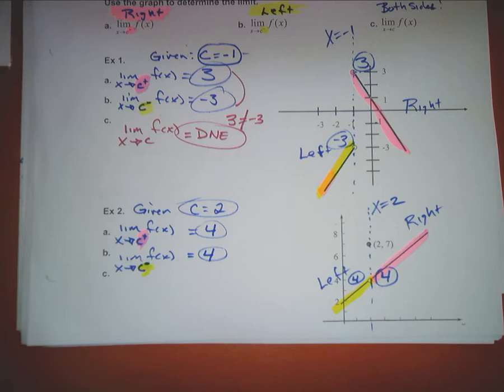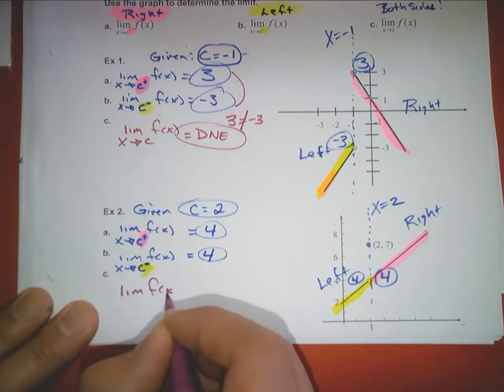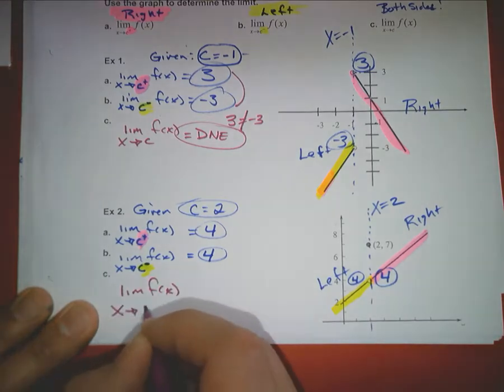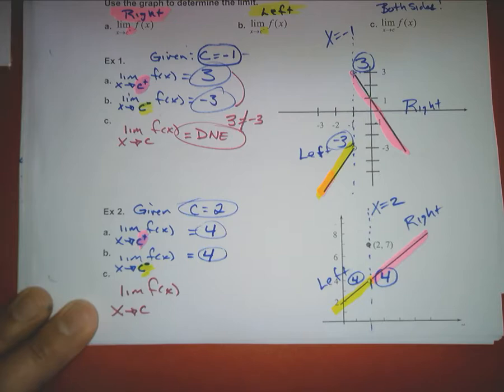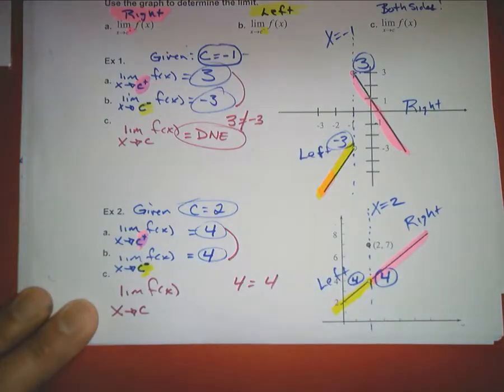Final answer. I've got the limit of this function as x approaches c from both sides. Well, I take a look at these two numbers from the left and from the right. Is 4 equal to 4? You betcha. So what's my limit? 4.